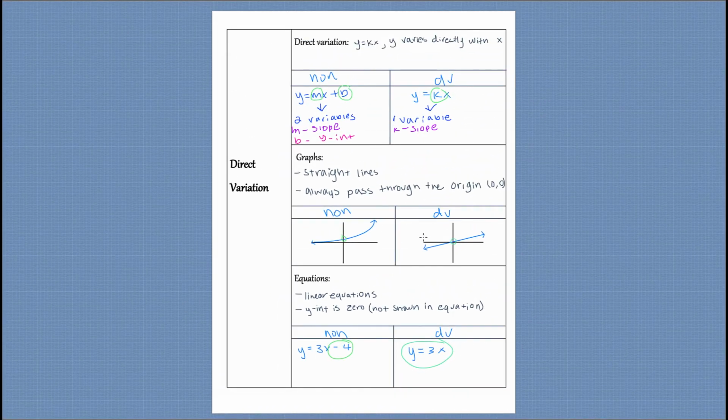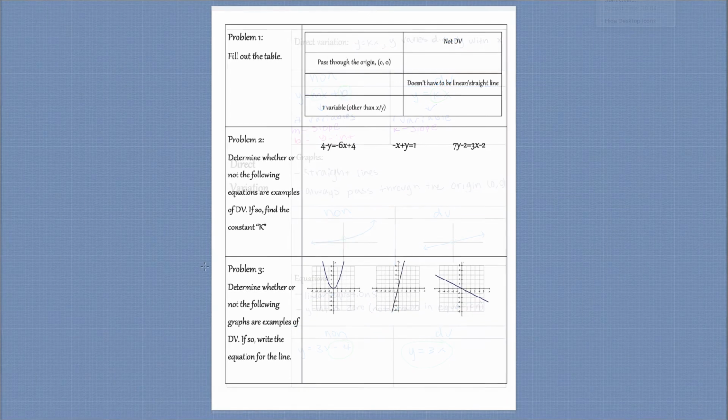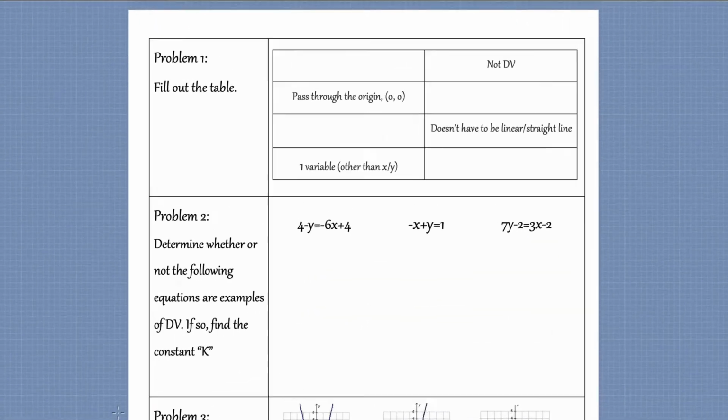So now that we've seen what direct variation is and what it looks like in graphs and in equations, let's move on to the next page to do some practice problems. So we have our practice problems, and let's go to problem number 1 and fill out the table.